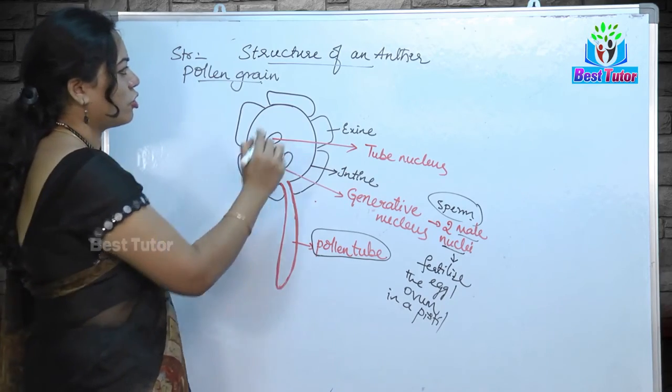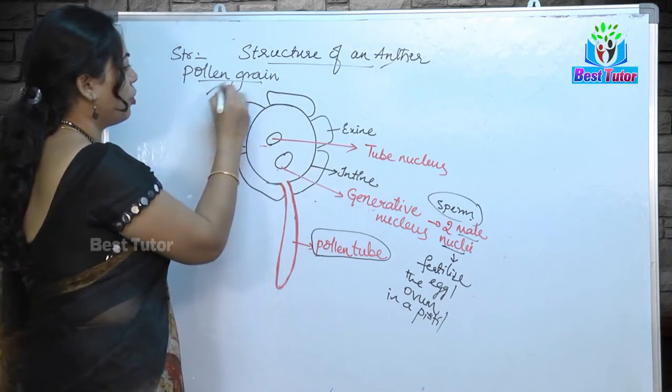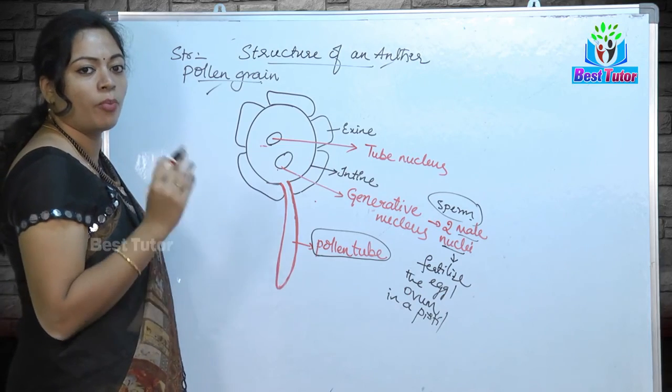So this is the structure of the anther as well as the structure of the pollen grain, which helps in the pollination as well as the fertilization process.